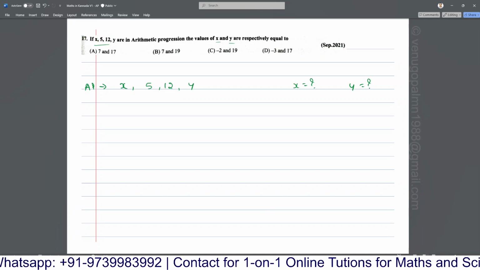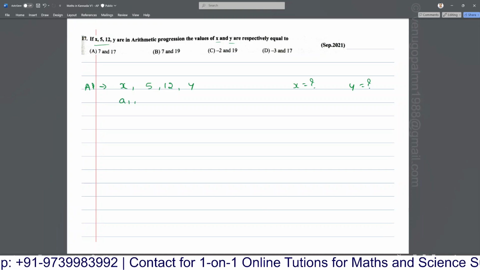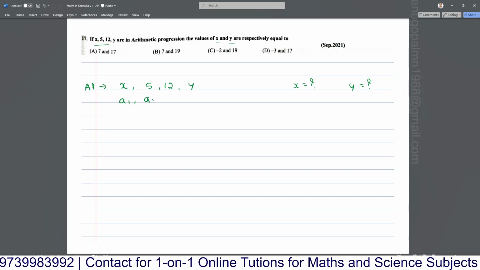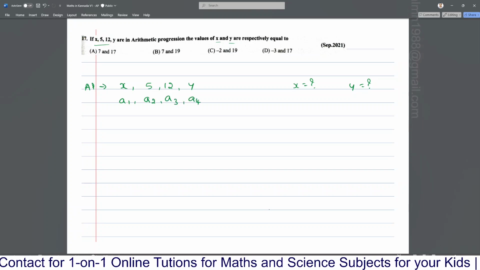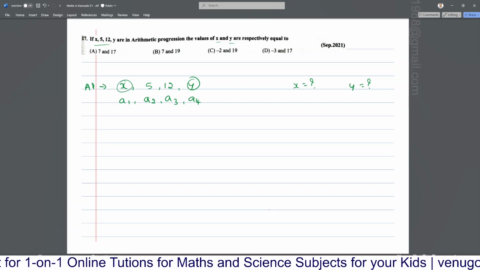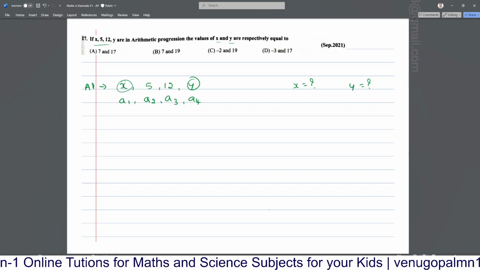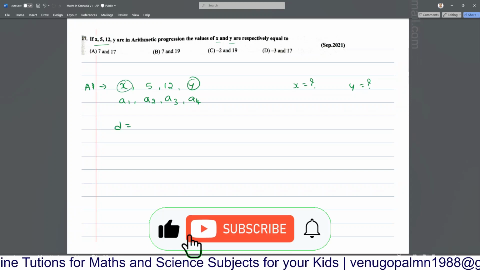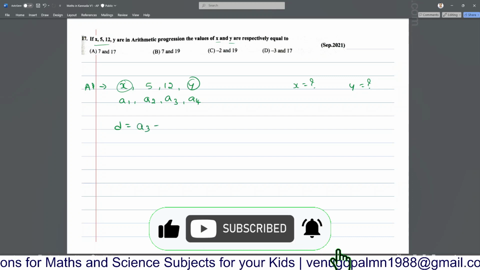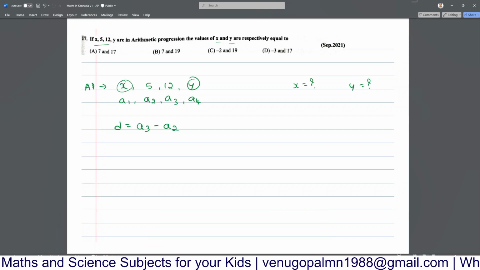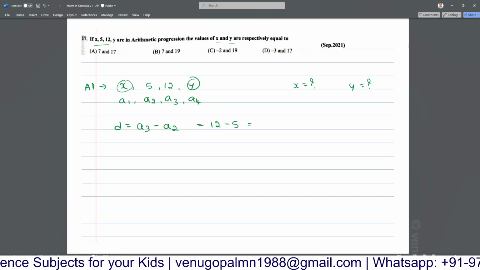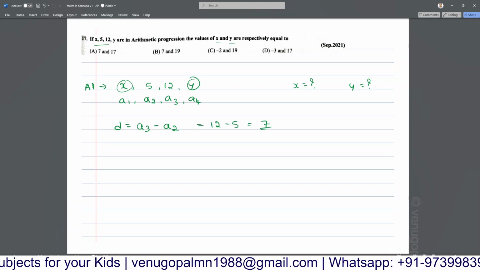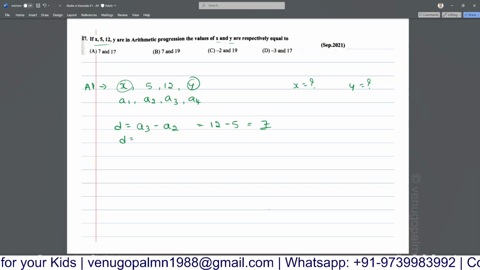It is very simple. What have they given? They have given 4 numbers in a sequence: a1, a2, a3, a4. You have to find out what y is and what x is. Very simple. So now let us find out the common difference. D is equal to a3 minus a2, which is 12 minus 5, which is equal to 7. We got D is equal to 7. The common difference is equal to 7.